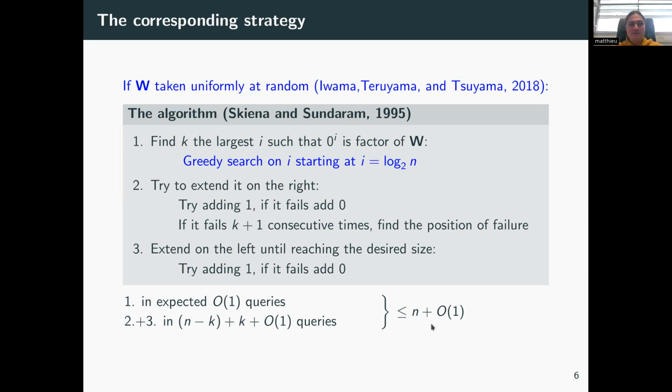So by doing that, you have an expected number of queries which is n plus big O of 1. I think it's n plus 6, actually. And if you're really careful on the computation, you can improve it to n plus 5. But yeah, that's it. So I didn't give the details, but we've seen that there is an algorithm that in the average case takes n plus 6, and in the worst case, there is an algorithm for n plus log n.